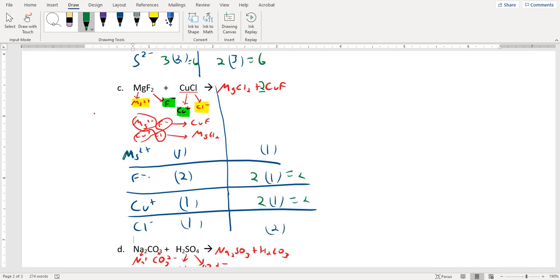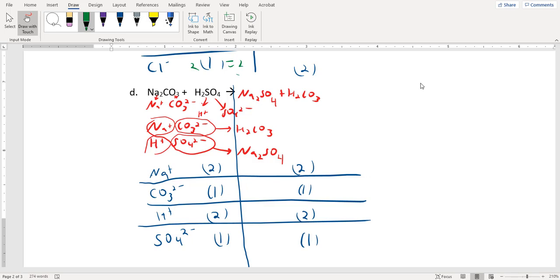Now we go to the other side. We put a 2 here. Again, it multiplies the copper and chloride. So there's the copper, there's the chloride. We start from the beginning. 1 for magnesium, balanced. 2, it's balanced for fluoride. 2 balanced for copper. 2 balanced for chloride. We are done. So let's do the next one.